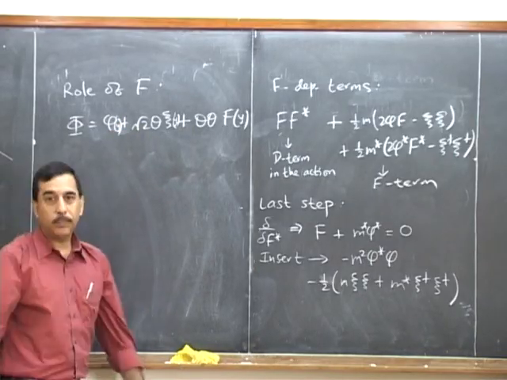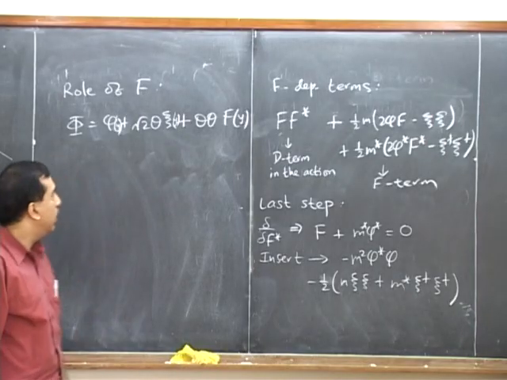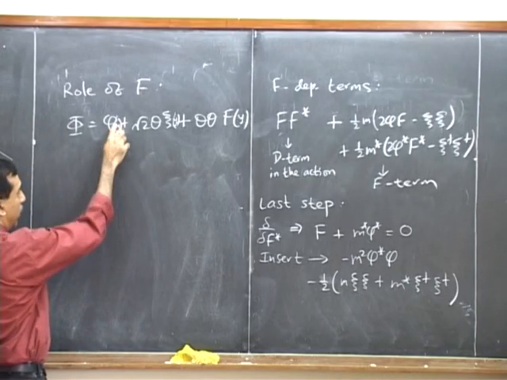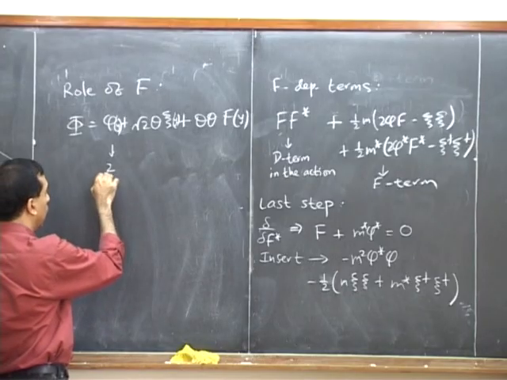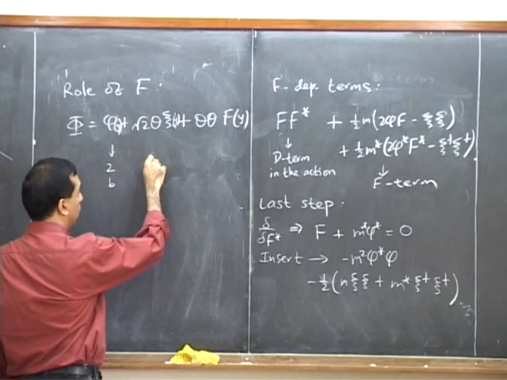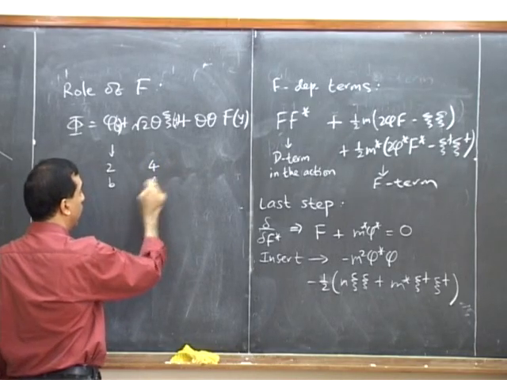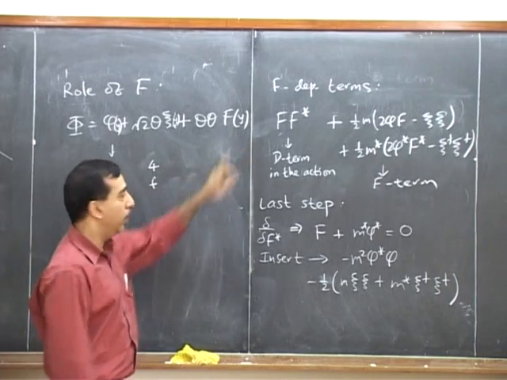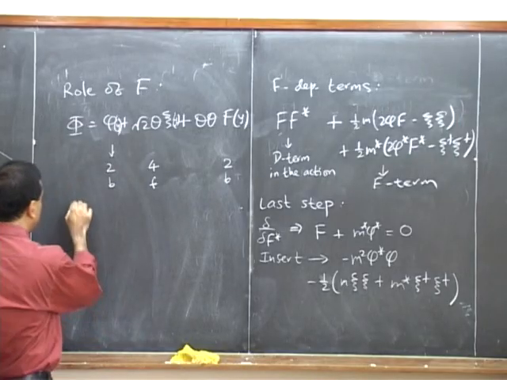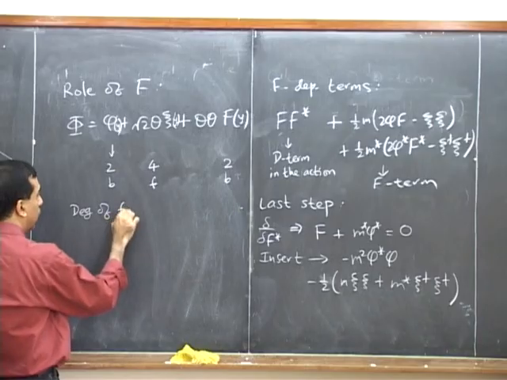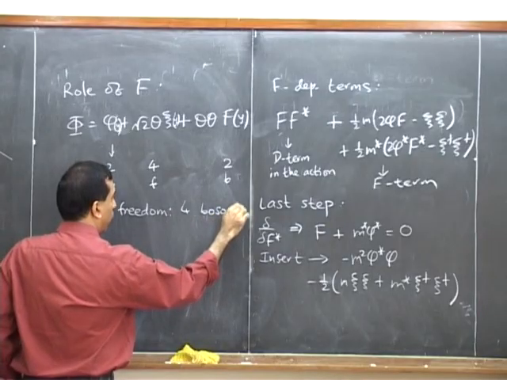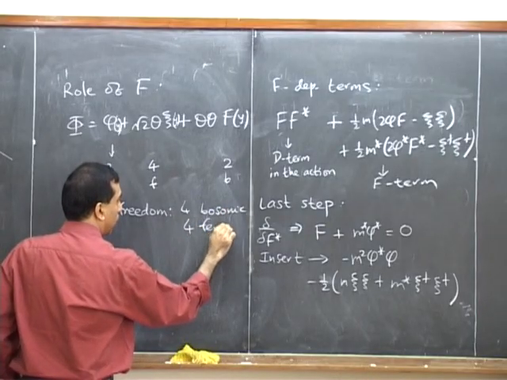Let's count degrees of freedom. Okay. Degrees of freedom count over here tells us that phi, being complex, has 2 bosonic. Psi, being a 2 component complex spinor, has 4 real fermionic, and F, being complex, has 2 bosonic. So therefore the degrees of freedom contained in a chiral superfield are 4 bosonic and 4 fermionic.